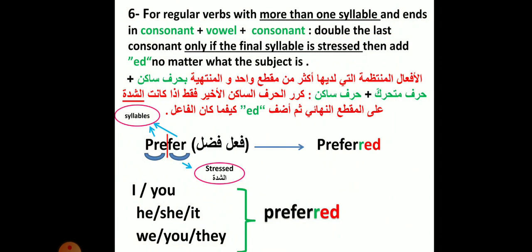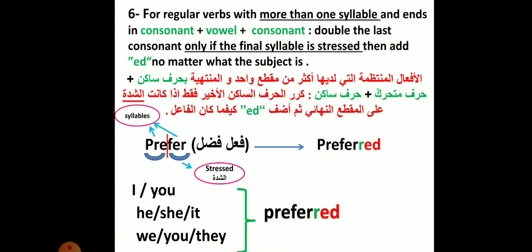For example, verb to prefer. Prefer. We have two syllables. The first one, pre. The second syllable is fer. And here the stress is on the second syllable, fer. Prefer. Okay, there is stress here.